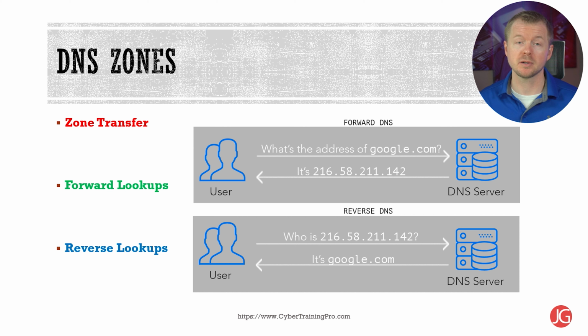If one server gets a new record, it's going to send updates to the other servers using a process called a zone transfer. Now, a standard DNS query, also called a forward lookup, looks to translate a fully qualified domain name into an IP address. Then we have reverse lookups, which perform the opposite of this, and they can take an IP address and locate the fully qualified domain name.